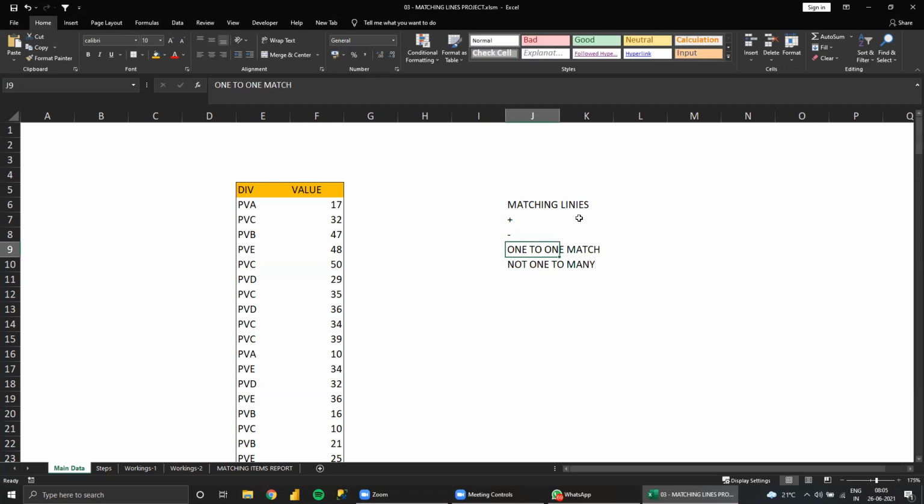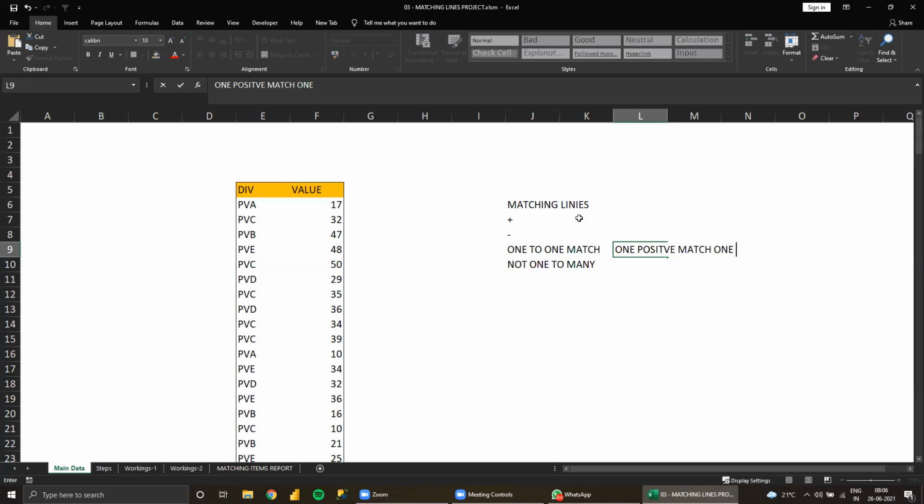Okay, this you need to understand. Line by line, one to one means line by line. One to many means one item matching with many items. Okay, so one to one only, which means one positive matches with one negative. Sorry for the spelling if at all. Okay, so only this we need to look at.